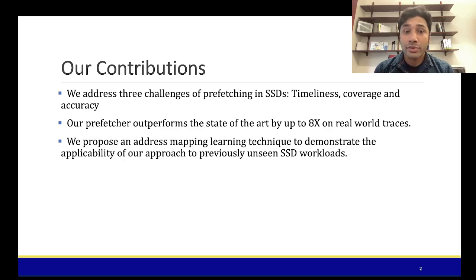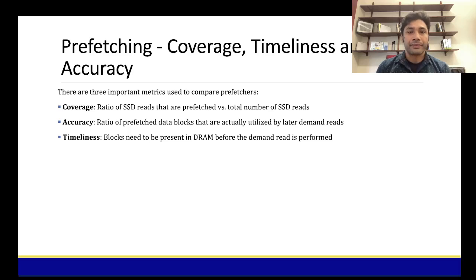To summarize our contributions for this project, we address three challenges of prefetching in SSDs, namely timeliness, coverage, and accuracy. We propose a neural network-based prefetching technique that outperforms the state-of-the-art by 8 times on real-world traces. We also propose an address mapping learning technique that demonstrates the practicality of our approach in unseen SSD workloads.